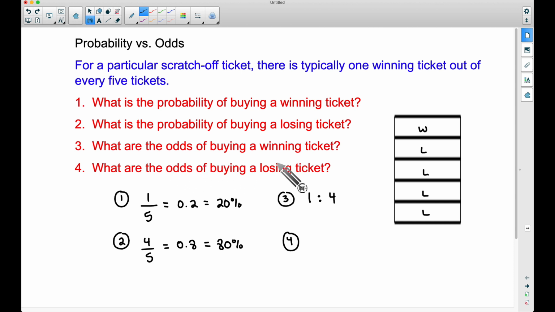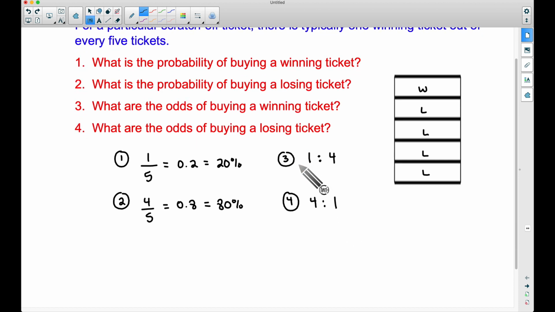What are the odds of buying a losing ticket? Well, there are 4 ways that we can buy a losing ticket for every 1 way that we can buy a winning ticket. Notice our odds get reversed. And it turns out here, this is no surprise, the odds are not in our favor, meaning that we're more likely to buy a losing ticket as compared to a winning ticket. And we can see this here as well. The probability of buying a losing ticket is 80%, but the odds of buying a losing ticket, there's 4 ways to lose for every 1 way that we could win.